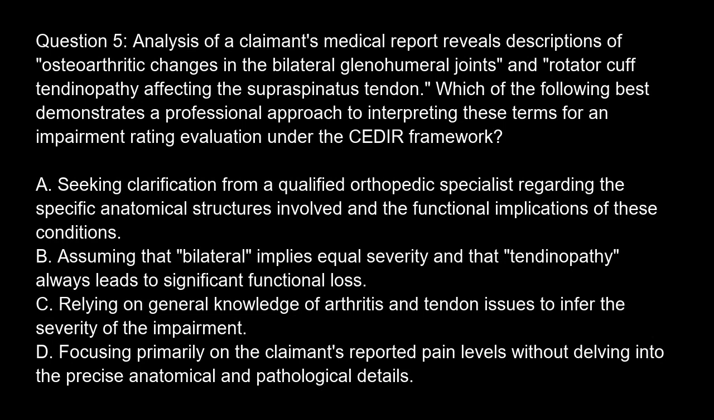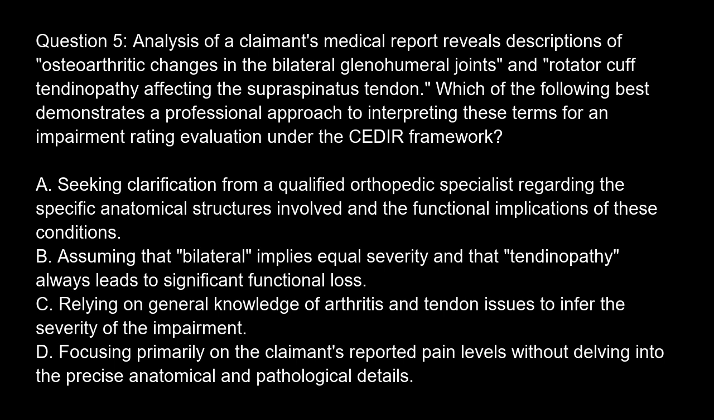Question 5. Analysis of a claimant's medical report reveals descriptions of osteoarthritic changes in the bilateral glenohumeral joints and rotator cuff tendinopathy affecting the supraspinatus tendon. Which of the following best demonstrates a professional approach to interpreting these terms for an impairment rating evaluation under the CEDIR framework? Option A. Seeking clarification from a qualified orthopedic specialist regarding the specific anatomical structures involved and the functional implications of these conditions. Option B.